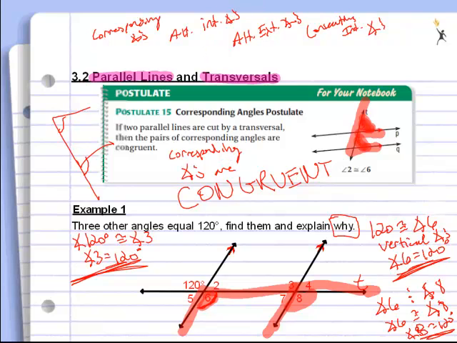Now there's one more thing I want you to notice before we move on. We just learned that angle 3 is 120, angle 6 is 120, and angle 8 was 120. Whoops, not 180. We learned angle 6 was 120 because of this.